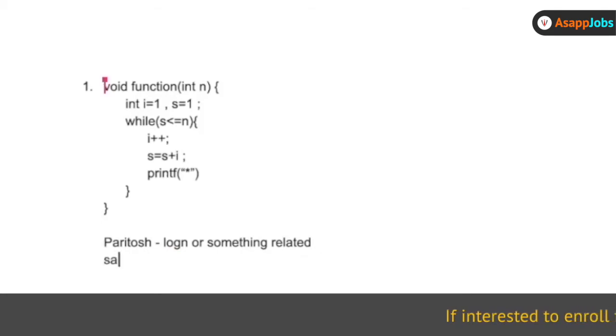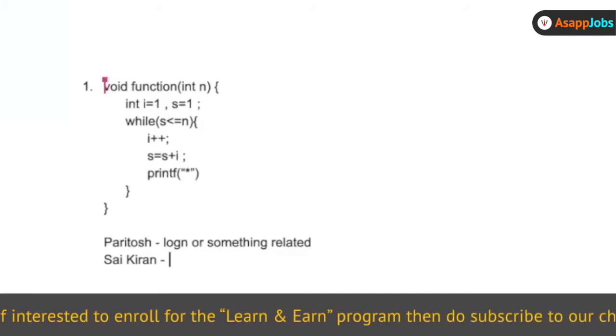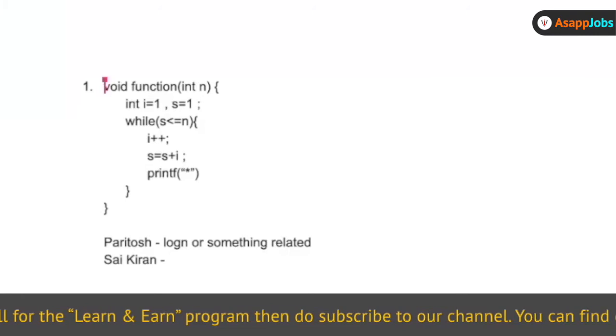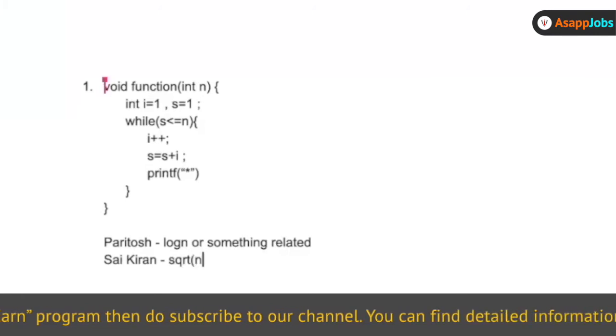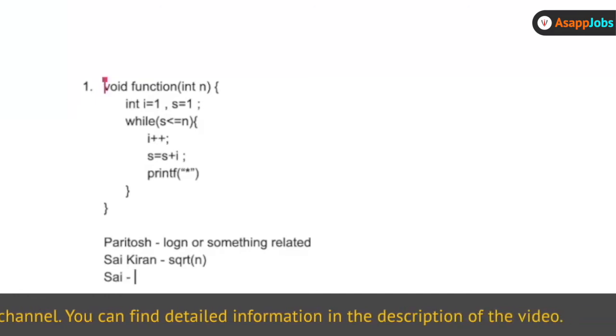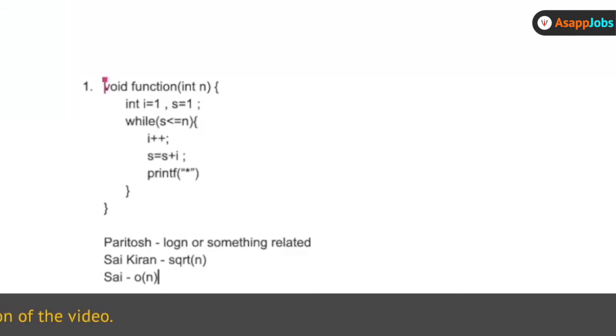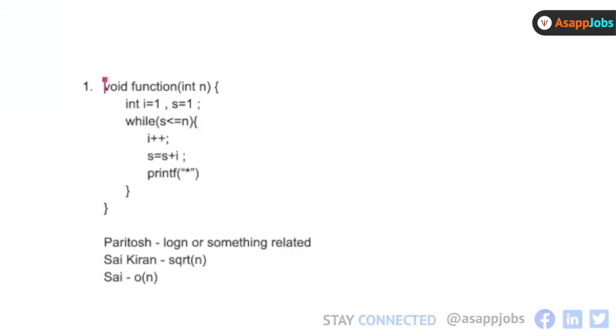Okay. Sai Kiran, what's your answer? Vishwa, the equation I got was 3k plus k square, and it was mostly order root n complexity. Perfect. Sai, for me, what I got is big O of n only, because we are iterating from 1 to n, right? Okay. Jahir, what is your answer? Sir, it should be square root of n. Manoj, what is your answer? Yeah, it's log n.